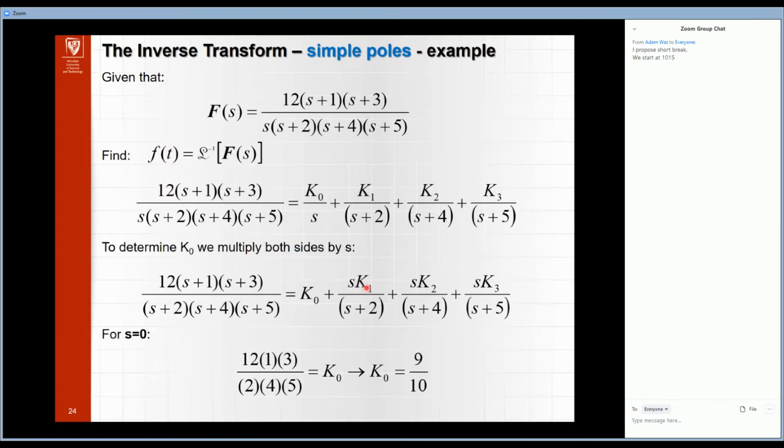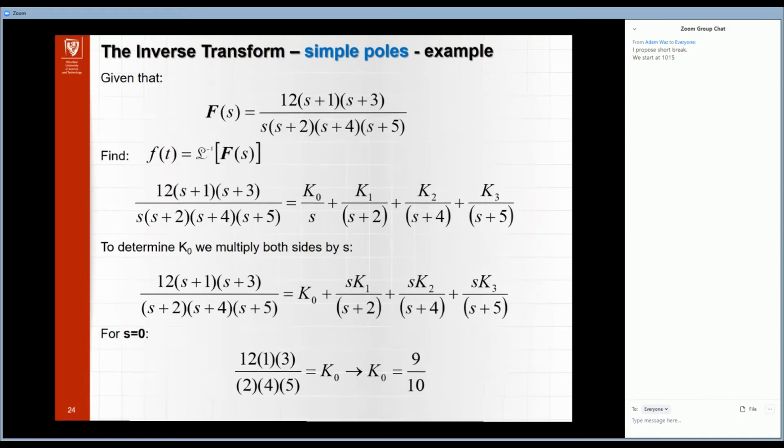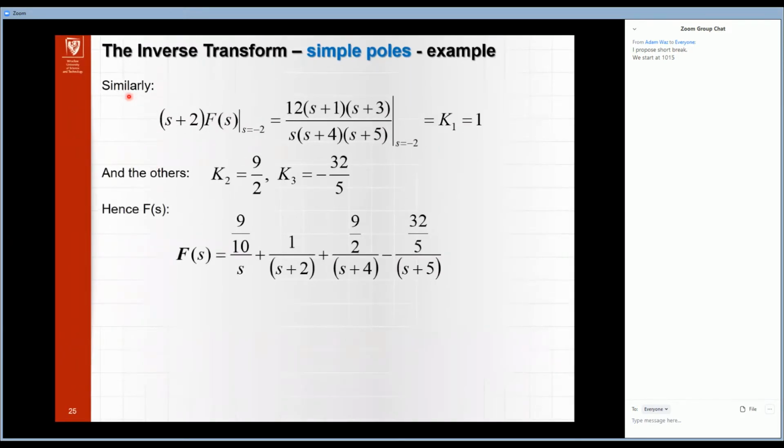As a result, we have 0, 0, and 0 on the right, and we have only K0. And on this side we have here 1 and 3, and these are the values in the brackets, 2, 4, and 5. So as a result, we obtain 9/10. Okay, and similarly we should do this for the second factor.